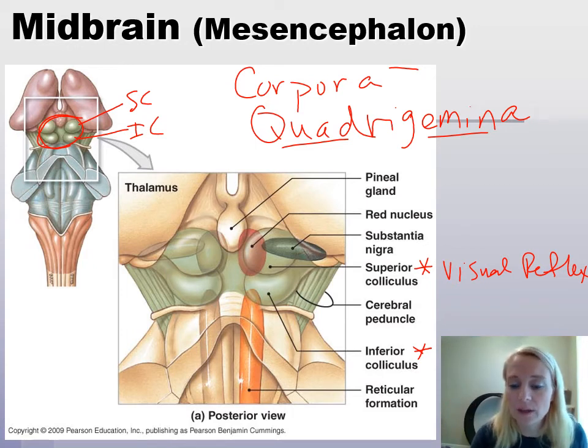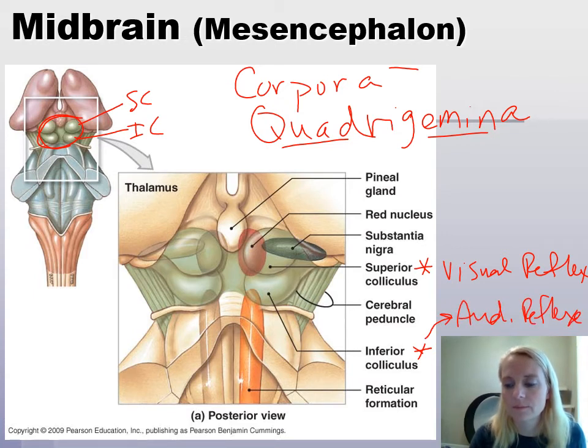So the inferior colliculus is auditory reflexes. There we go. So the corpora quadrigemina is a major reflex center divided into the superior for visual reflexes, the inferior for auditory reflexes. So that's a good landmark, and it's a nice kind of straightforward collection of functions in that nuclei, the corpora quadrigemina.